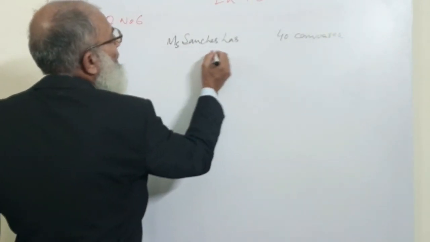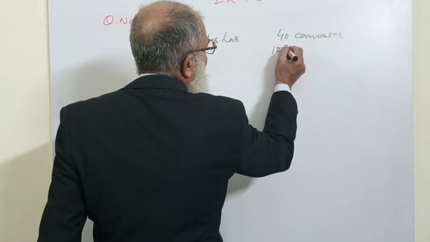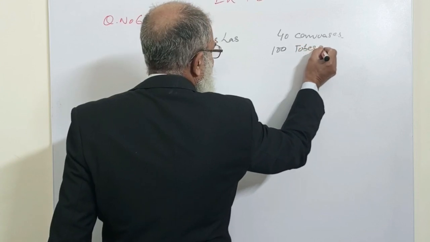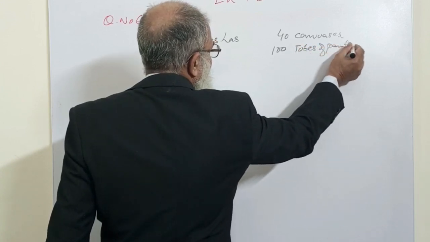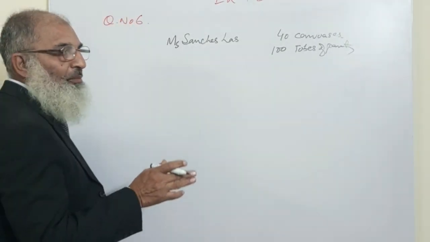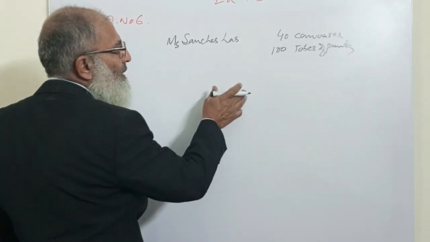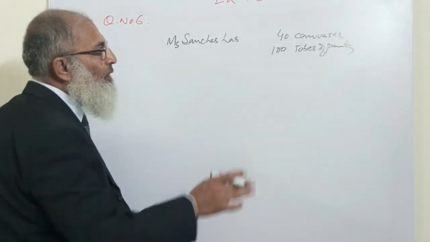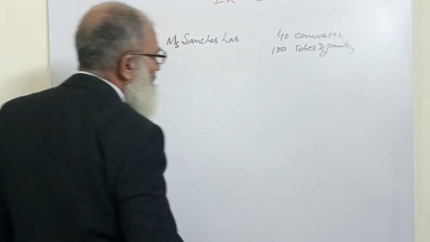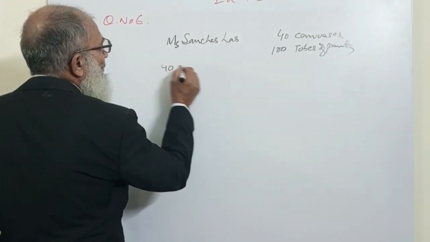And tubes of paint are how much? 100 tubes of paints. So again, she wants to get a number to distribute such that each student could get an equal amount of canvases and an equal amount of tubes. So we have to find the factors again for 40 and for 100.